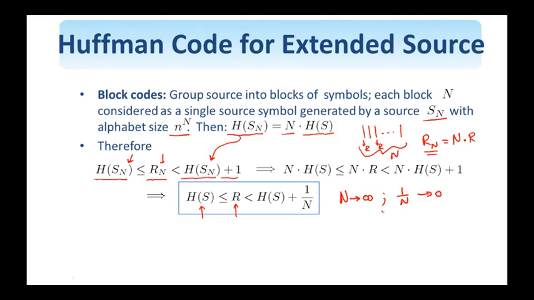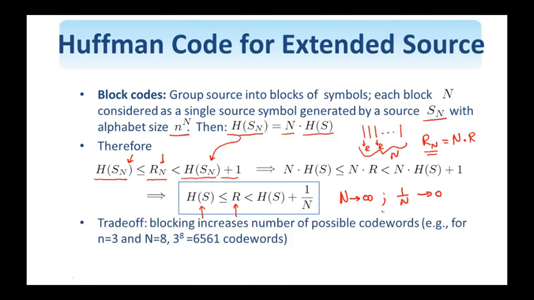As in everything in life and in engineering, there are trade-offs. And what are the trade-offs when we do this? Clearly, the size of the alphabet increases. So for example, if I start with this tiny source that only has 3 symbols, but consider blocks of size 8, then we'll have 3 to the 8th, or 6,561, code words.